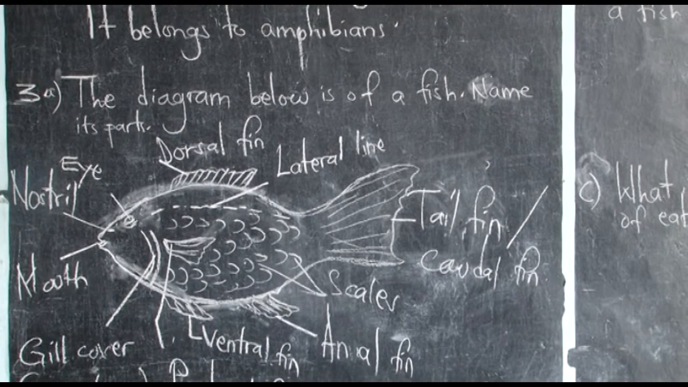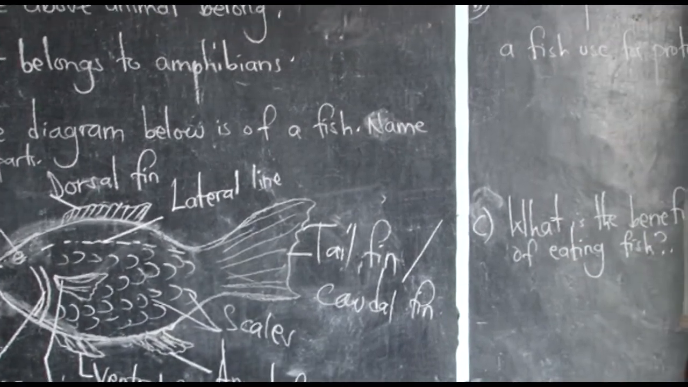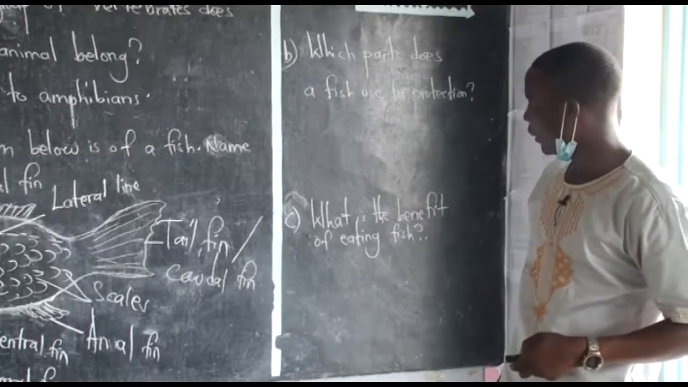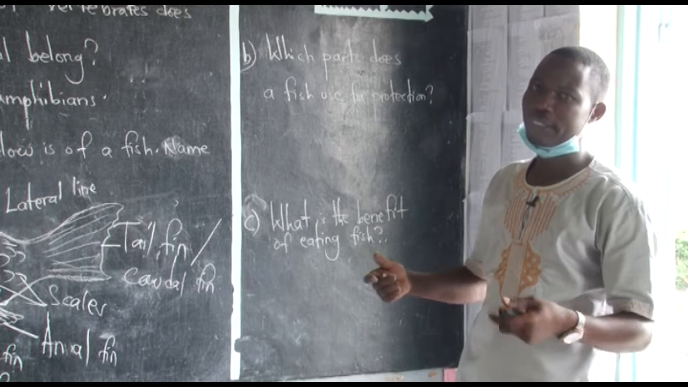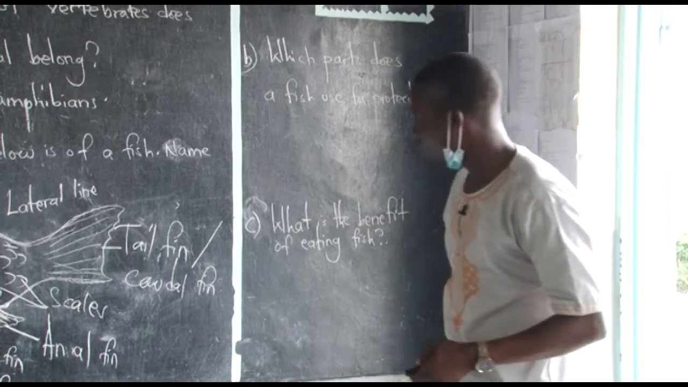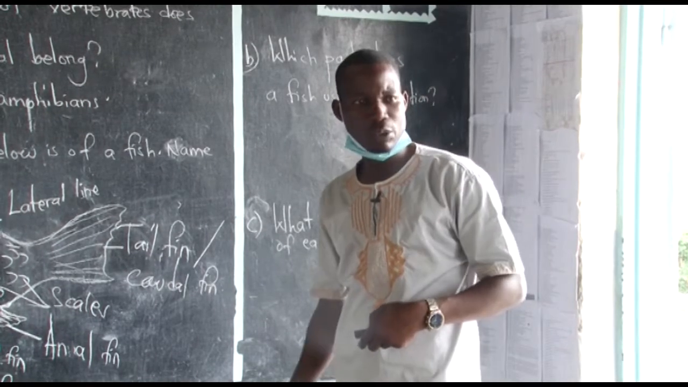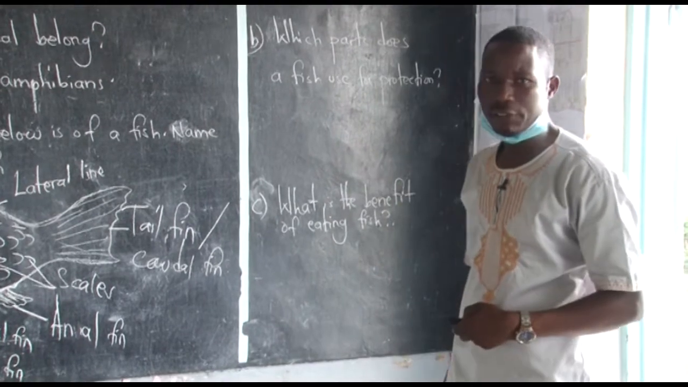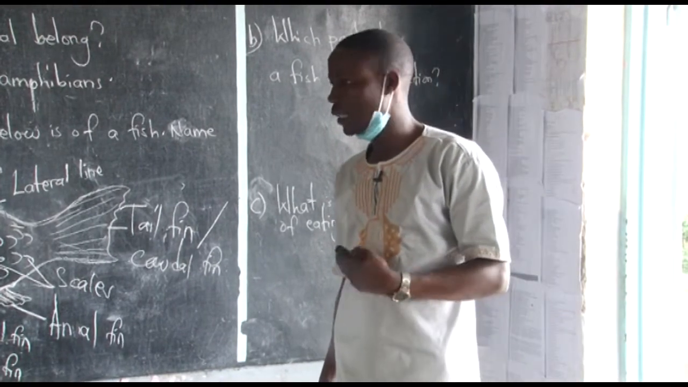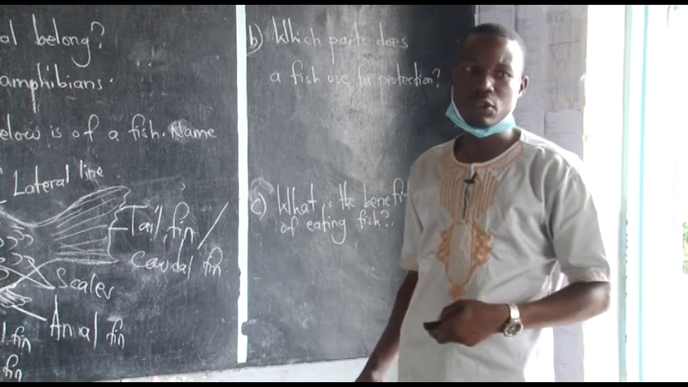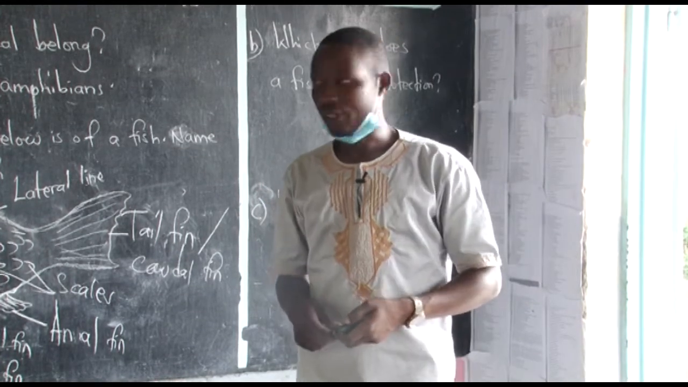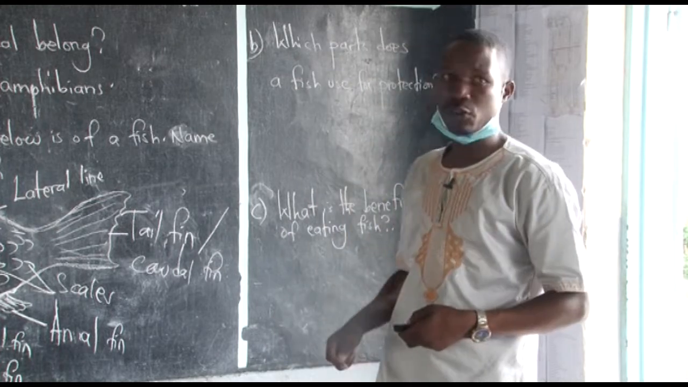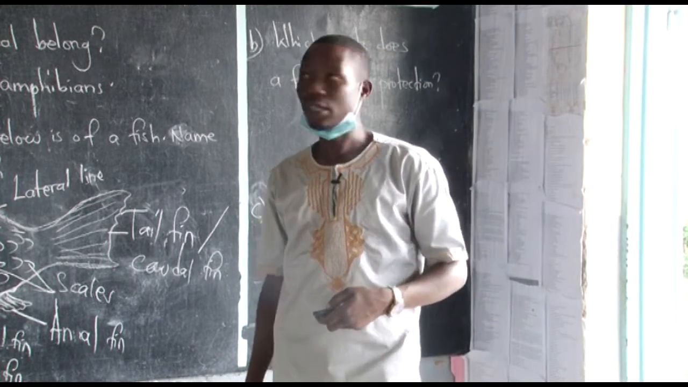We can also be asked about the benefit of eating fish. Fish is very important in the way that we can get proteins. Proteins are bodybuilding foods. They help to build our bodies. So this is very common. They can ask you the benefit of eating fish. You can say that fish is a source of proteins, though we can also go for other sources. From here we can move to our questions.